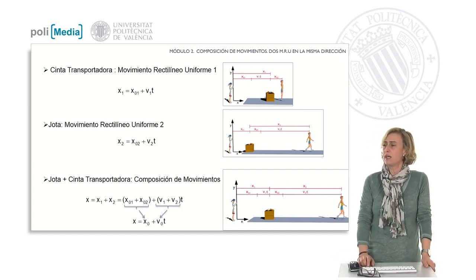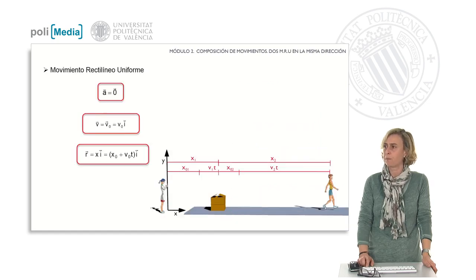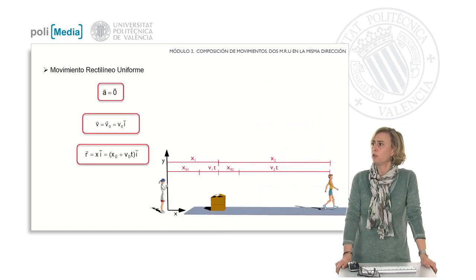That position will be an initial position, x sub 0, that will be the sum of the initial positions of each one of them, plus a velocity v sub 0, which is the sum of v sub 1 plus v sub 2, times time. Therefore, the result of the composition is a rectilinear and uniform motion. Therefore, the composition of two rectilinear uniform motions in the same direction and sense is a rectilinear uniform motion.